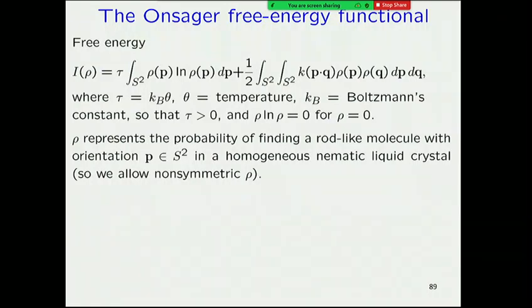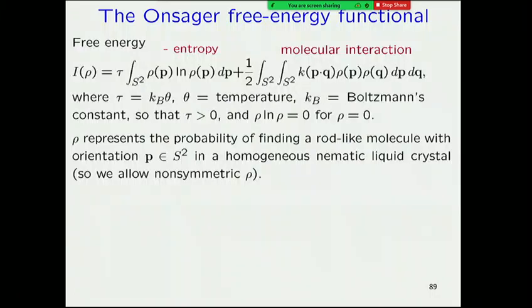So what do we have? So there's rho. Tau is the Boltzmann constant times the temperature. And then here we have a function k that depends on the dot product between p and q. So now, the interpretation of the first term is that it's minus the entropy. And the interpretation of the second term is that it's due to molecular interaction. So if you take, say, a molecule with orientation p and another one with orientation q, then we count k of p dot q times rho of p, rho of q as representing the interactions between those molecules.